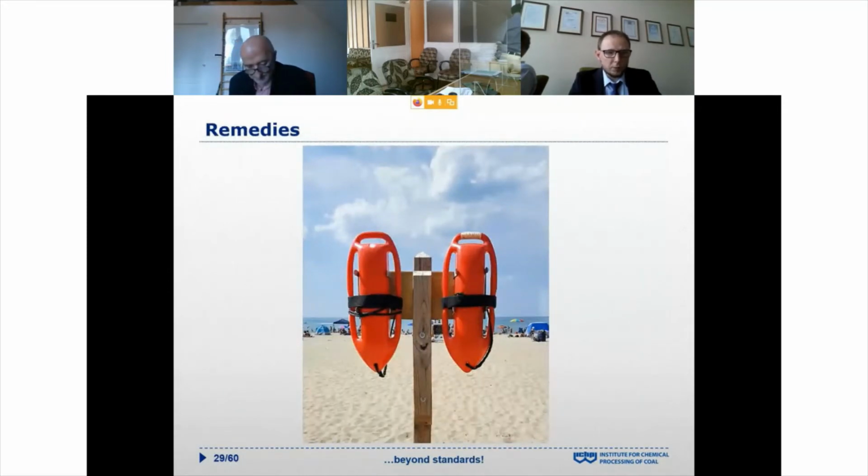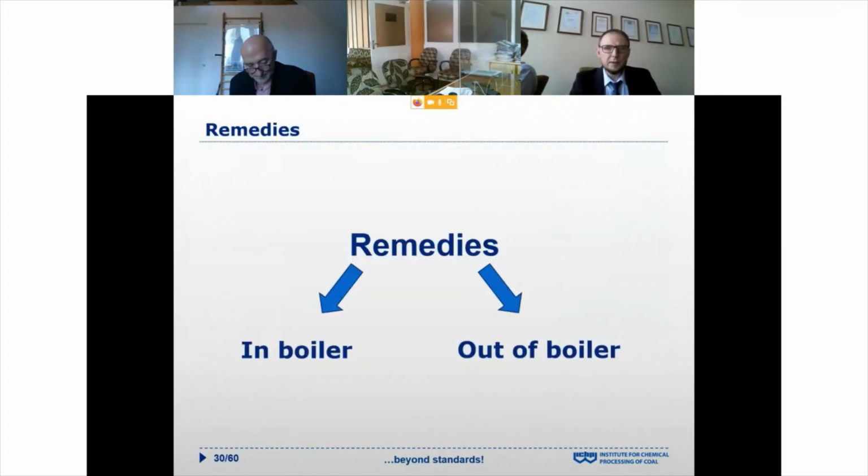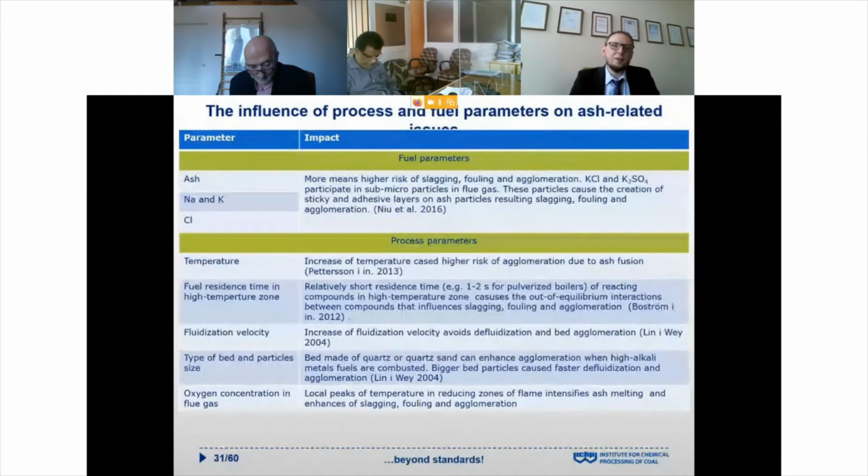Well, the question is, is there any possible way to protect against such problems, such issues? Of course, we can show some remedies against both ash-related issues and corrosion, but the remedies can be divided into two very simple groups. The first can be realized in the boiler, and the second can be realized out of the boiler.